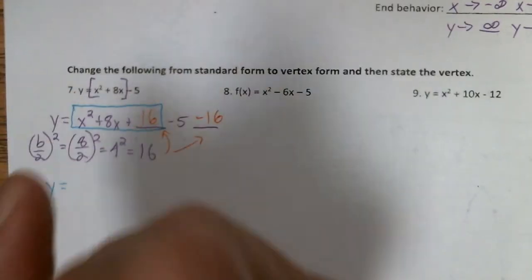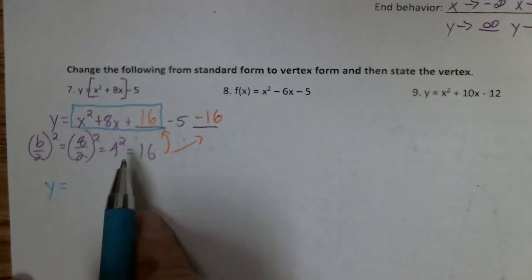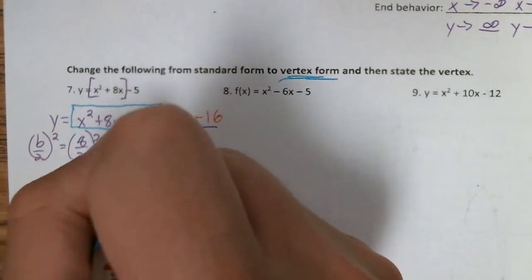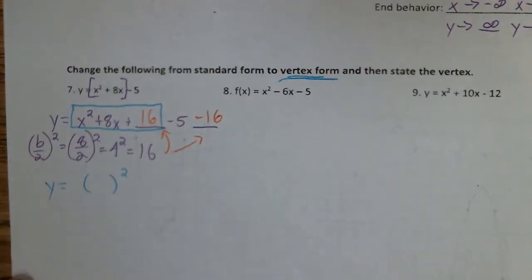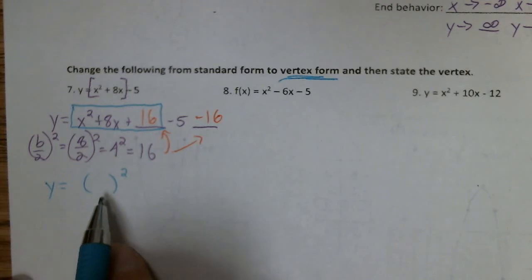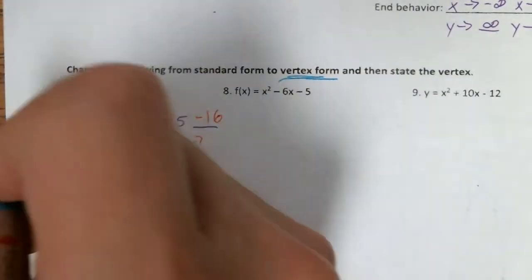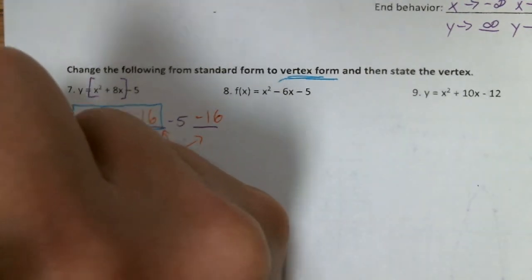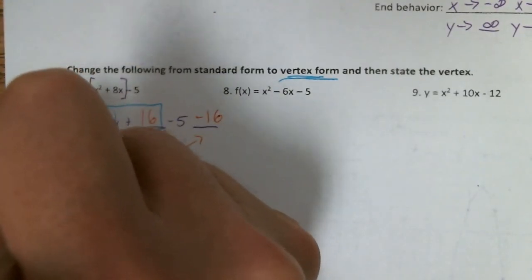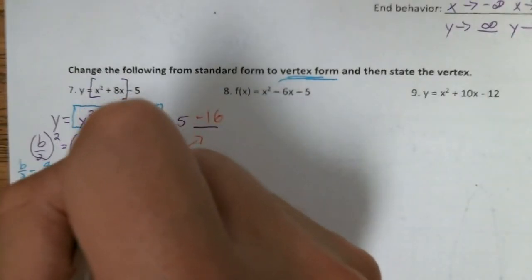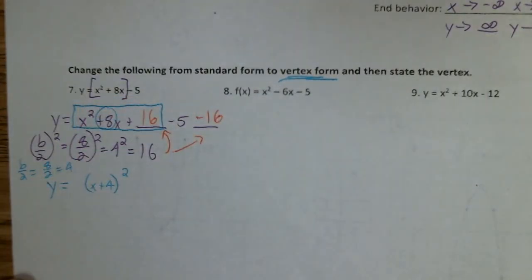Go ahead and bring down the y equals. I want to put it in vertex form. I want to go to this form. So when I get done, I want to be in this form with a parentheses squared piece. Now what goes in the parentheses squared piece? It's simply going to be half of this number, half of the 8. If you take b divided by 2, if you take half of 8, you get 4. So that's what goes in the parentheses squared. It's going to be an x plus 4 because half of 8 is 4.